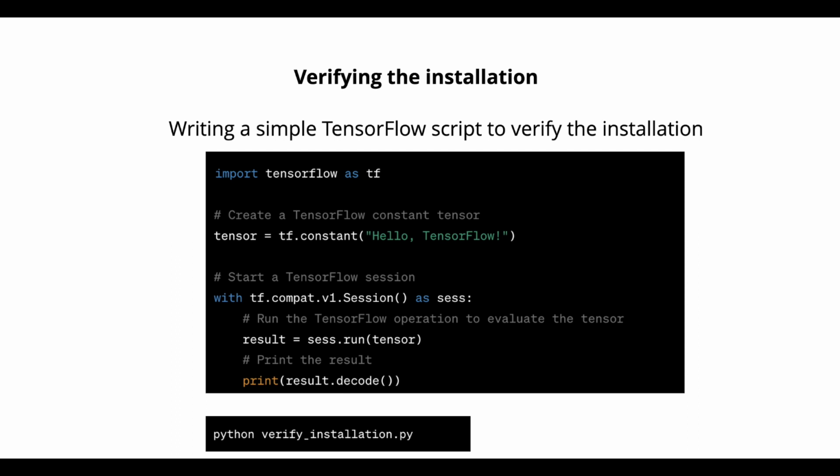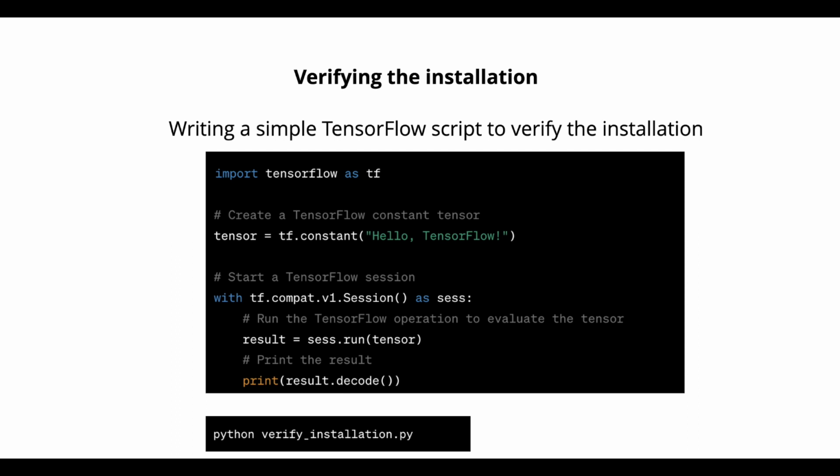Import tensorflow as tf. Next, just create a tensor: tf.constant("Hello TensorFlow"). Next, start a TensorFlow session with tf.compat.v1.Session() as sess. Run the TensorFlow operation to evaluate the tensor: result = sess.run(tensor). Print the result: print(result.decode()). Now this is a simple script.